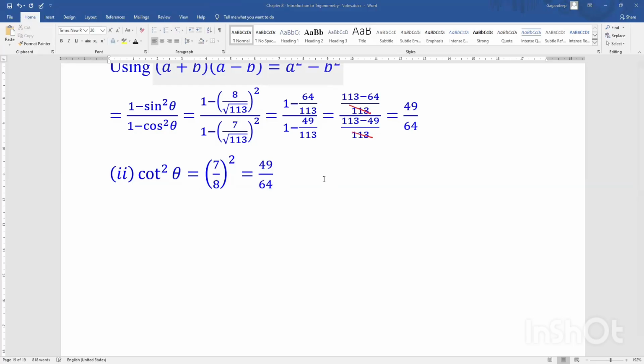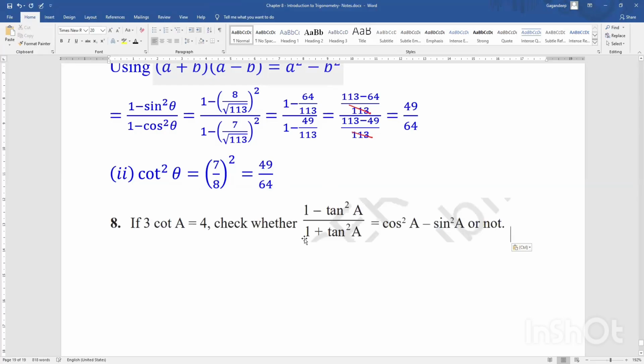Then I'll go for the next problem. Eighth one. If 3 cot A equals 4, check whether 1 minus tan square A by 1 plus tan square A equals cos square A minus sin square A or not. So for this, we are given cot A. Cot A is 4 by 3, because 3 cot A equals 4 means cot A will be equal to 4 by 3. By definition, it is adjacent by opposite. So for that, I'm going to draw a figure.